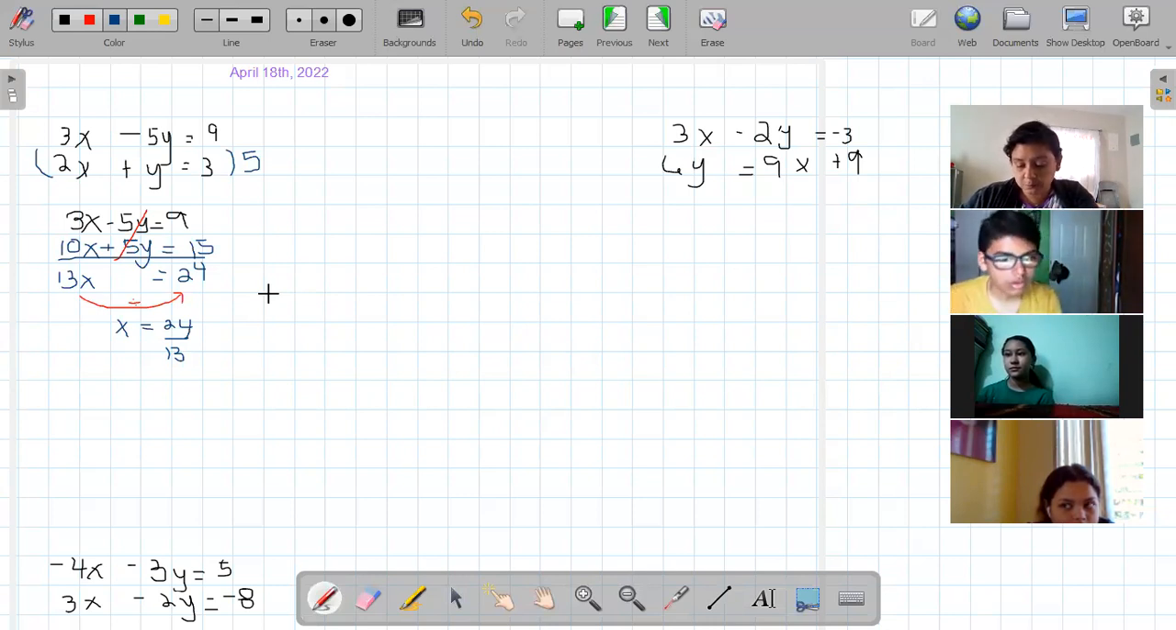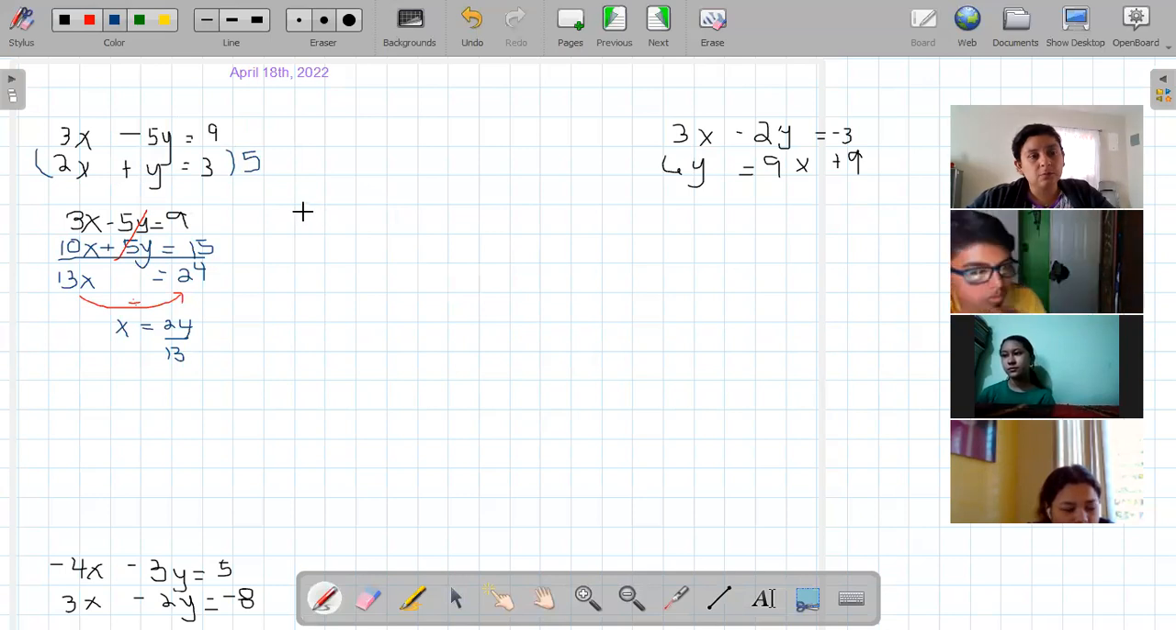Simplify that? No, so I leave it like that. That's my value of x. Now that value that I found, I'm going to substitute it inside of any of the two equations and solve for the variable y. In this case, I'm going to use the second one because the variable y has no coefficient but an invisible one. So it's going to be easier.